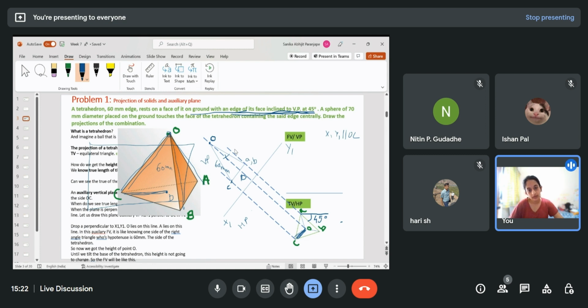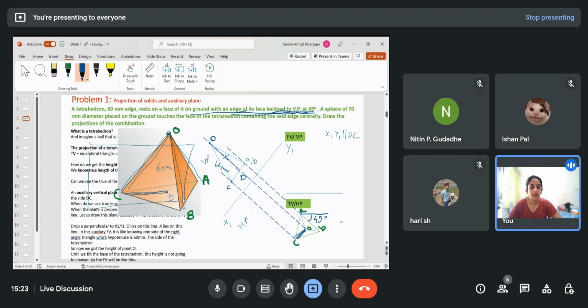So now from here what do we get? We get the height of the tetrahedron, which we can see in the front view. So now we can construct the front view. From the auxiliary plane view, what did we get? We got the height. Now measuring the same height OD, we can draw the front view here.